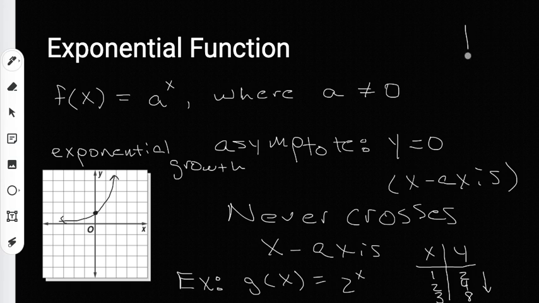Now, if your graph looks like this, on the other hand, going down like that, that's called exponential decay.